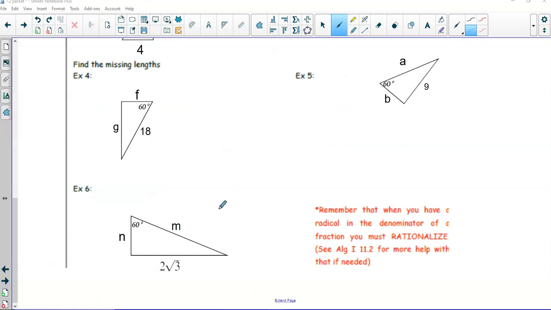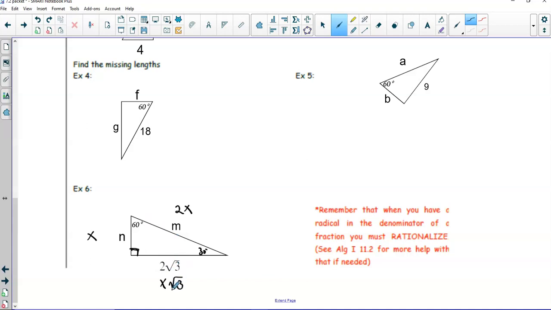Okay, so here is another example. It's example number 6. Remember, this is 60, this is 30 right over here, and this is my right angle. So I have the long leg. The short leg would be x. The long leg is always x times the square root of 3. Did you see something here? And then the hypotenuse is twice the short leg, so twice x.